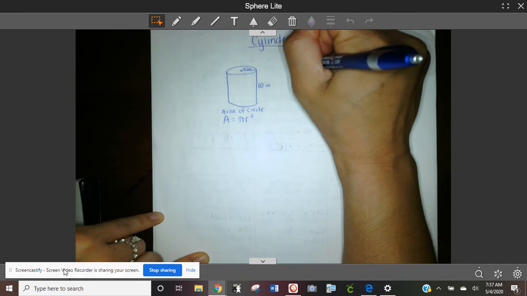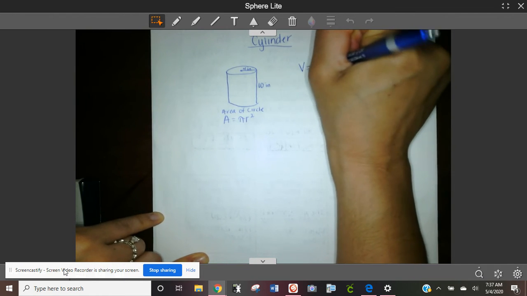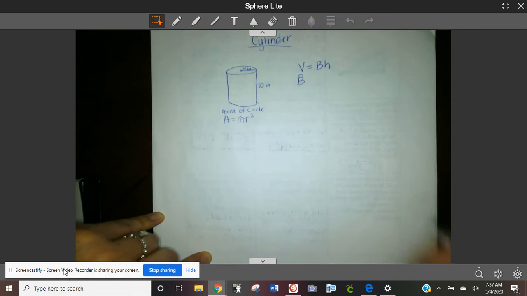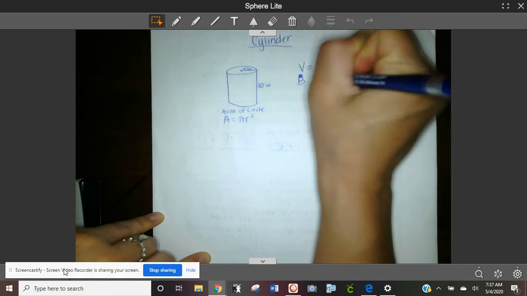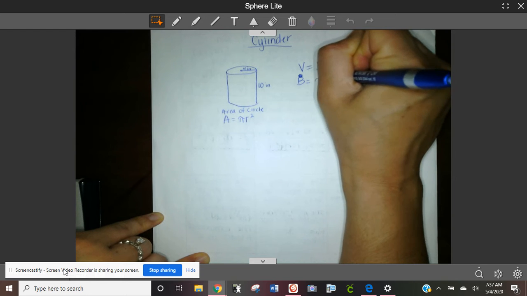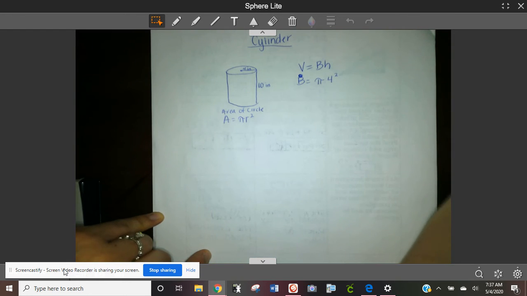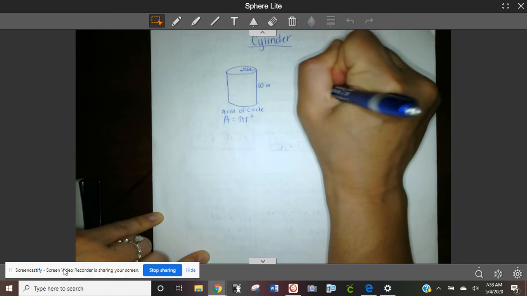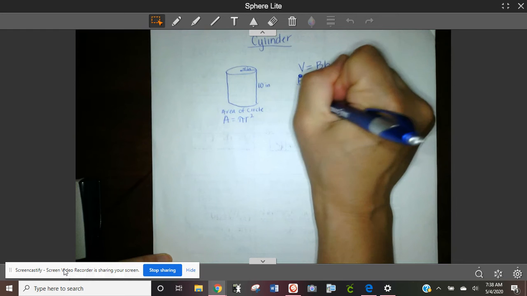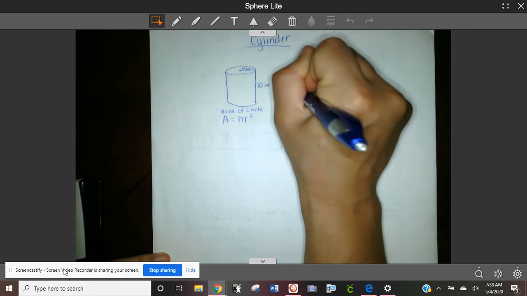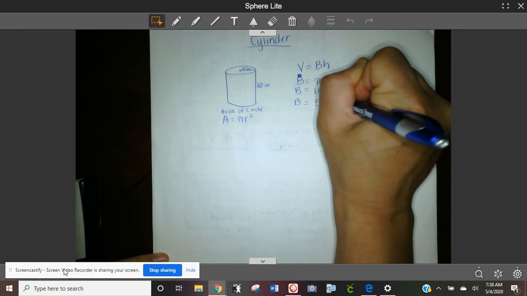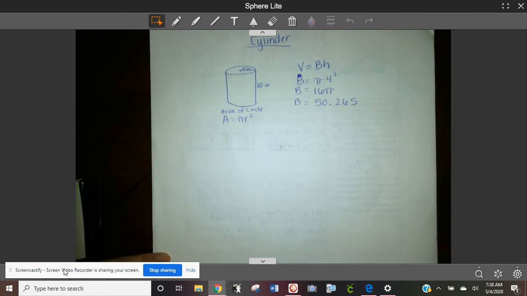Okay, so if we are finding the volume, V equals capital B times H. Okay, so for the base of a circle, that is going to be pi times r squared. Okay, so that's going to equal 16 pi. Okay. So the area of the base is about 50, and I'll just write 265. Okay.